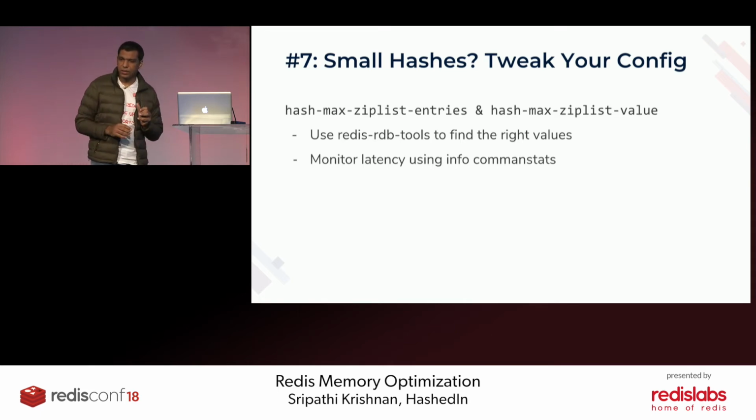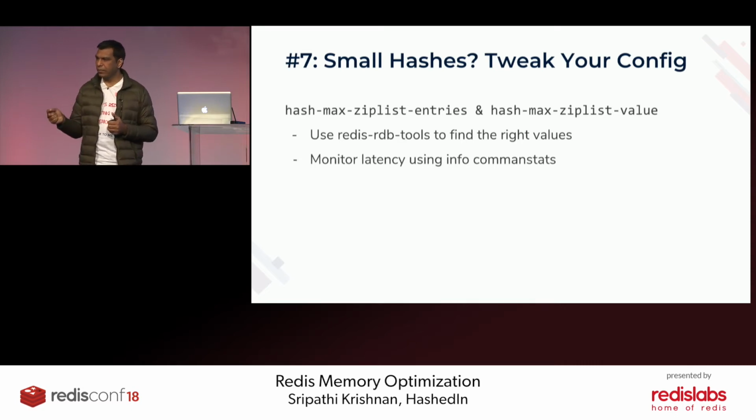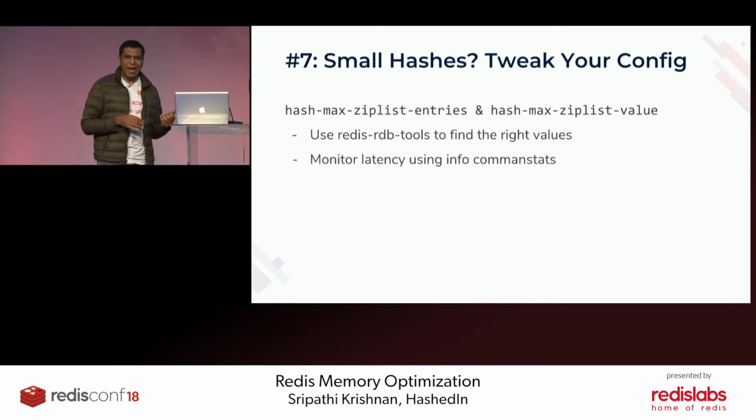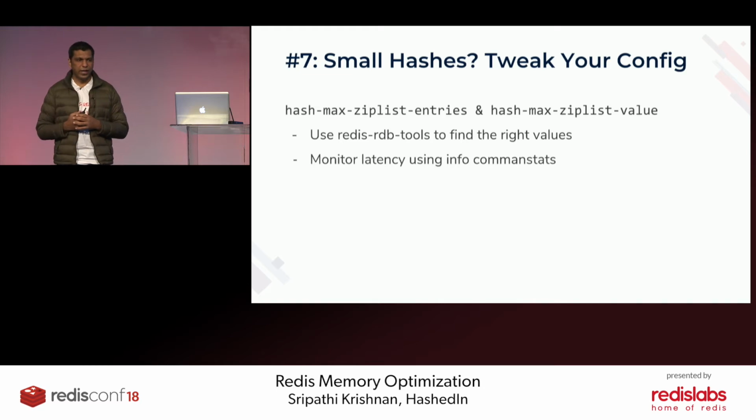So the general idea is to tweak these two settings, increase them so that your hashes start using the zip list encoding, and then check if your CPU utilization has increased. You can keep increasing it until the CPU utilization is not high. I would say don't go beyond 1,500, but that's good enough. A hash map with 1,500 entries is good. Right, does that make sense? So that is how you optimize small hashes. By the way, this is documented on the redis.io website. If you go to memory optimization, this is one of the recommendations.